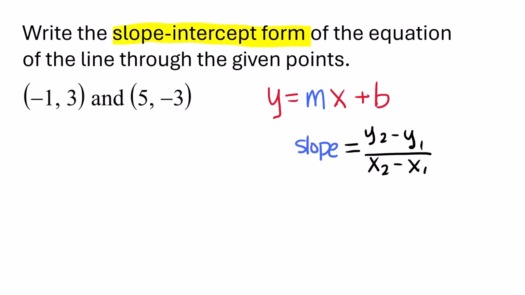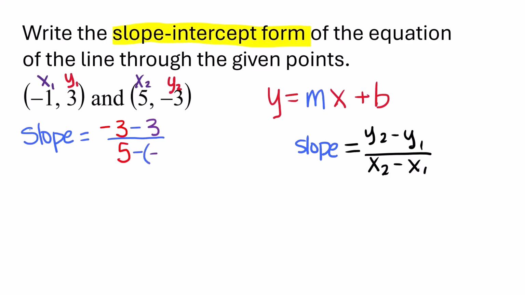y2 minus y1 over x2 minus x1. So what are all the x1s and y2s and all of that? That has to do with the 2 points. So if you look at the first point, it has an x value, and I'm going to call it x1 just because it's the first point. The y value will be called y1. In the second point, it's x2 and y2. So we're going to find the slope by substituting those numbers into the formula.